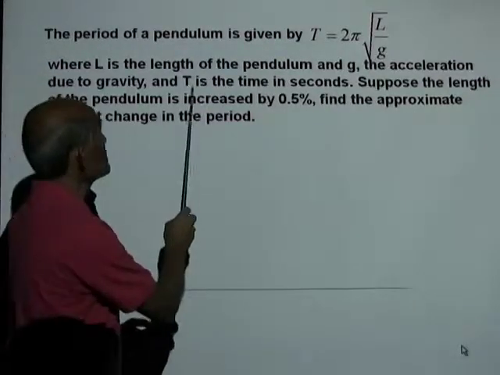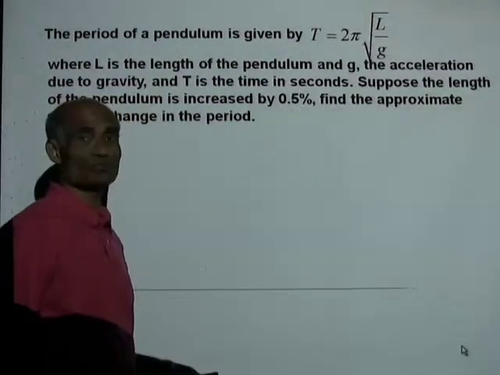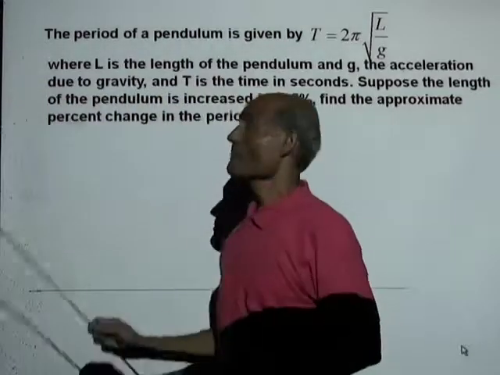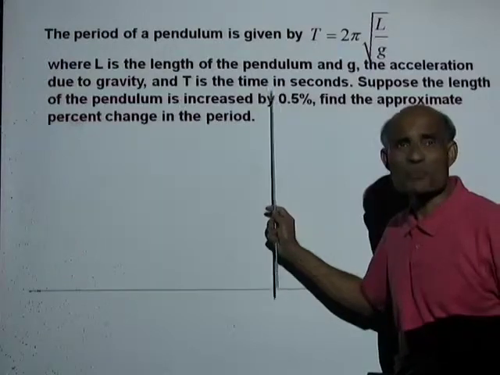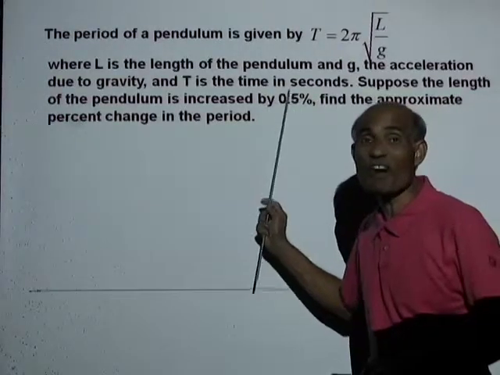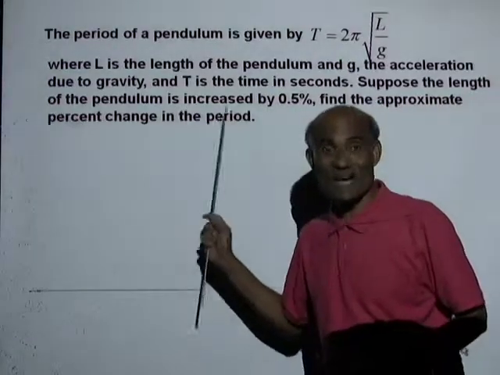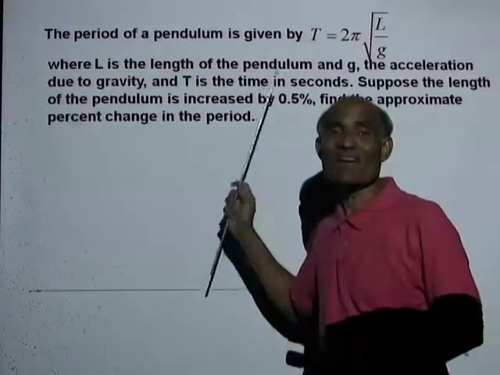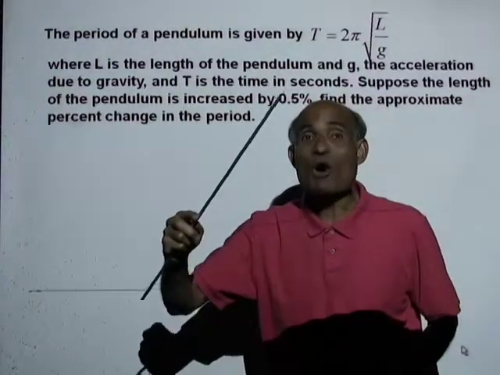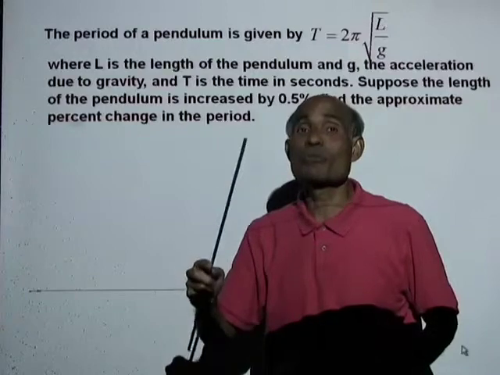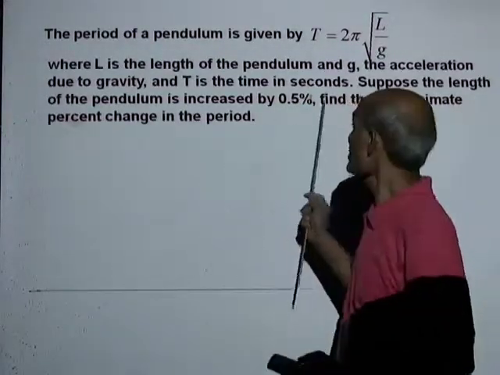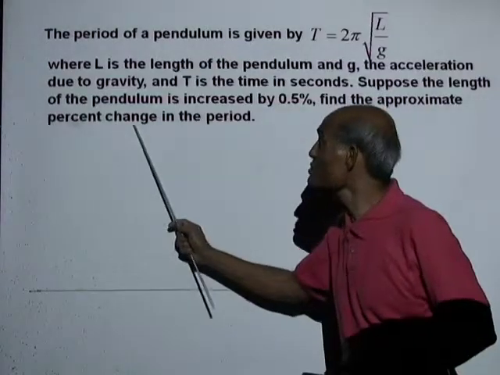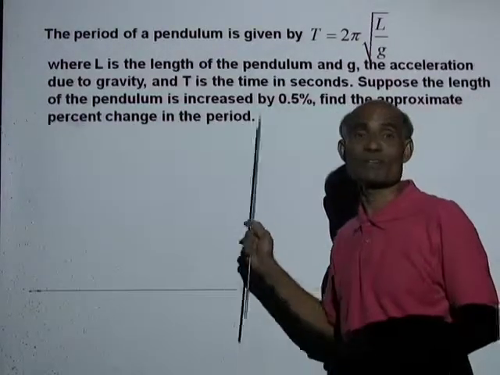T, the period, is measured in seconds. Alright, suppose the length of the pendulum is increased by 0.5%. Now you are given the percent error, dL over L multiplied by 100. Find the approximate percent change in the period.